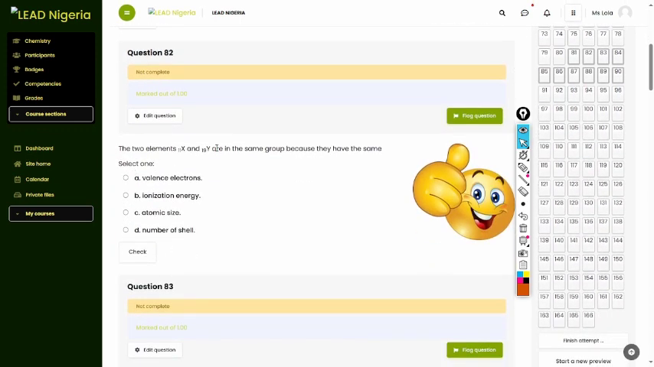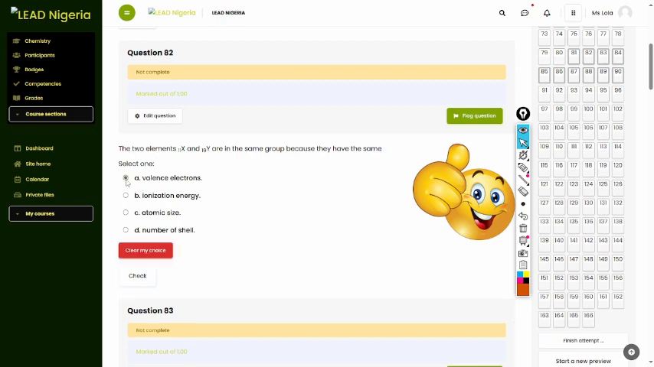The two elements X and Y are in the same group because elements in the same group are classified that way because they have the same number of electrons in their outermost shell, and those electrons are called valence electrons. So the answer is A.